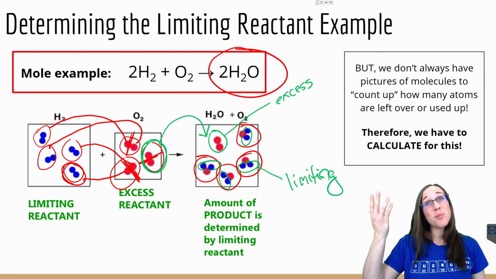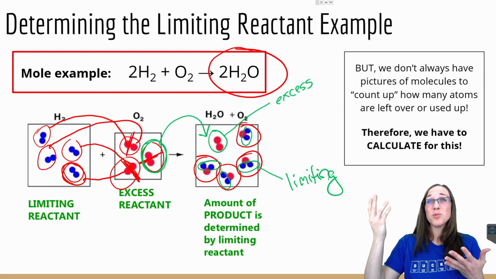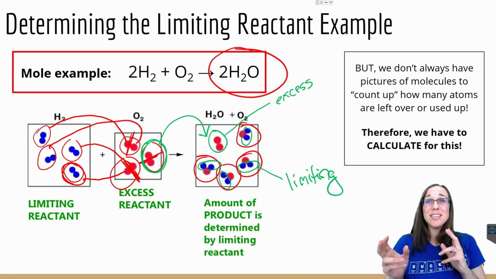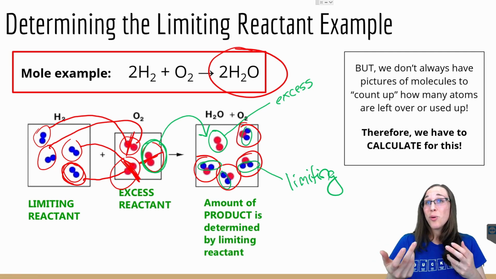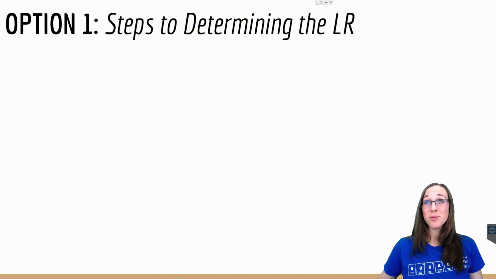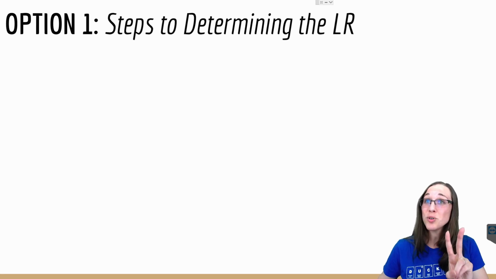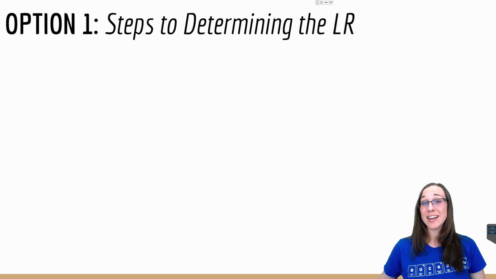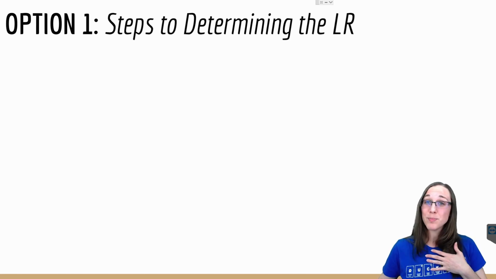However, we don't always have pictures of molecules where we can just count up the atoms and see who paired with what. Therefore, we need to calculate for this. We need to be able to have a mathematical setup to calculate for this. So here we go. Let's jump into option 1. I mentioned at the beginning that there are 2 ways to determine a limiting reactant, an LR, and we're going to go the easier route, or what I perceive to be the easier route first, as option 1.